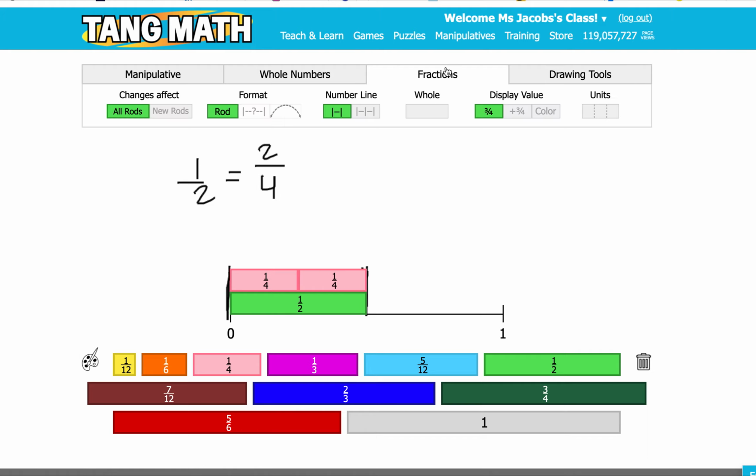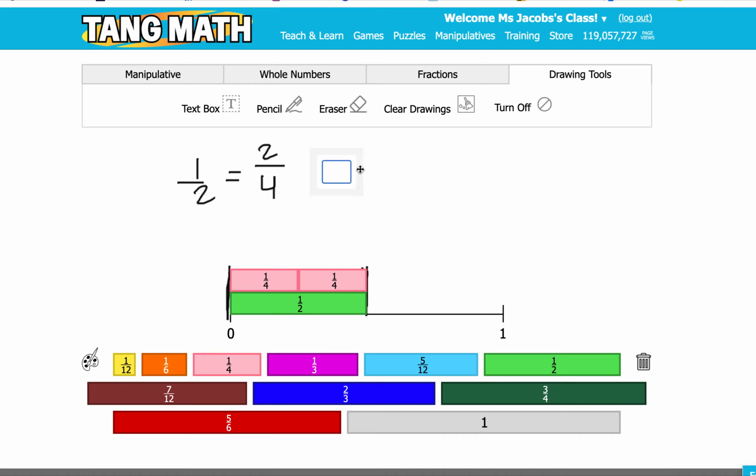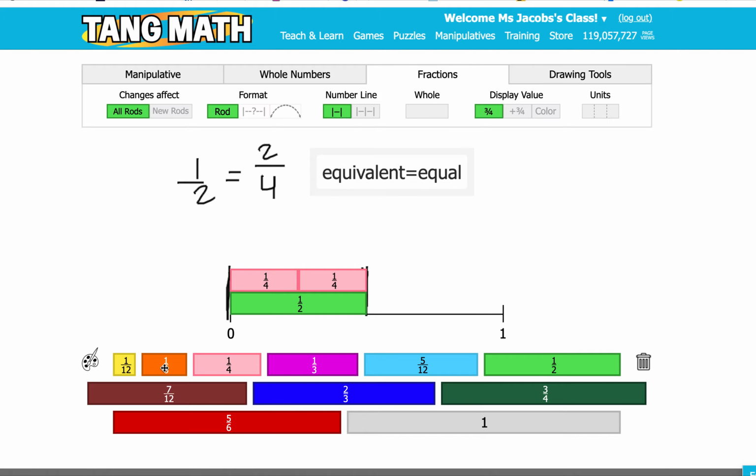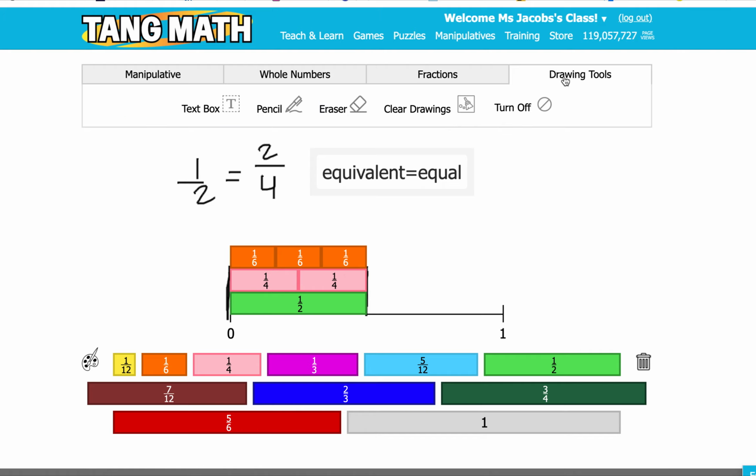2/4. They're equivalent, they're equal. Let's put that in the text box. Let's see if there's another one. Let's try 6ths. 1/6, 2/6, 3/6. I can see that they start at the same spot and that now they're ending at the same spot. So 1/2 is also equivalent to 3/6.